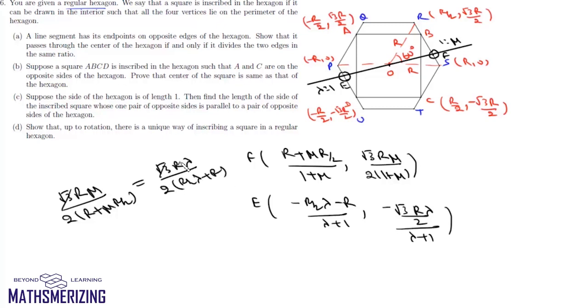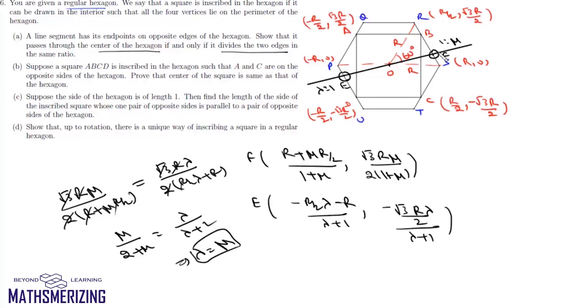We'll cancel root 3, we'll cancel this R, we'll cancel this 2, and we'll also cancel this R here. Then we can write mu upon 2 plus mu is equal to lambda upon lambda plus 2. So from here we can say lambda is equal to mu. If this line segment passes through center of hexagon, then it divides the two edges in the same ratio. So that's our first part.